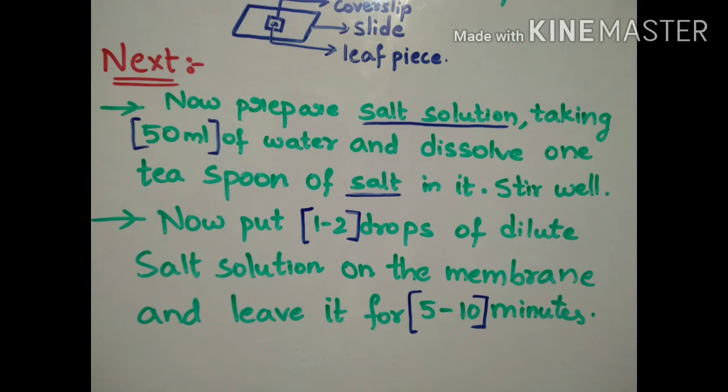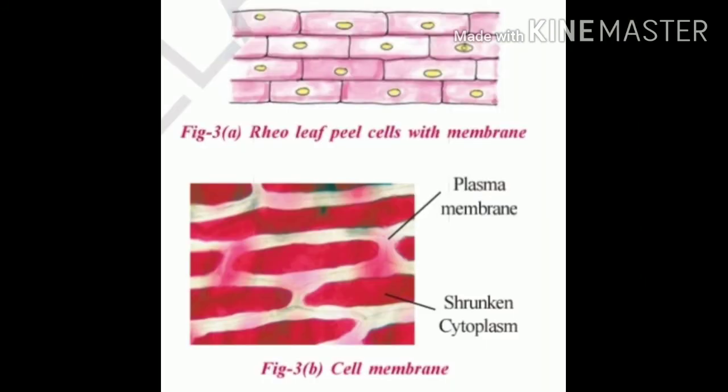In the next step, we have to prepare a salt solution. How can we prepare a salt solution? First of all, we have to take 50 ml of water and dissolve 1 teaspoon of salt in it, and then stir it keenly. Then put 1 to 2 drops of the dilute salt solution on the membrane and leave it for 5 to 10 minutes. Now you can observe these two diagrams which can be found under the microscope.